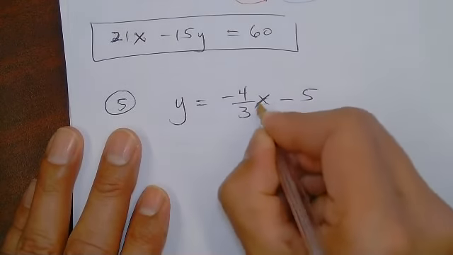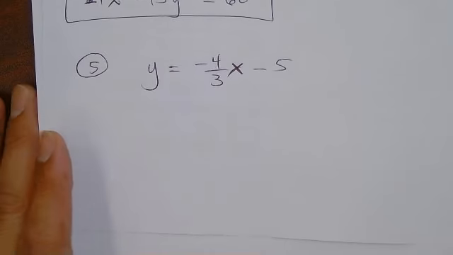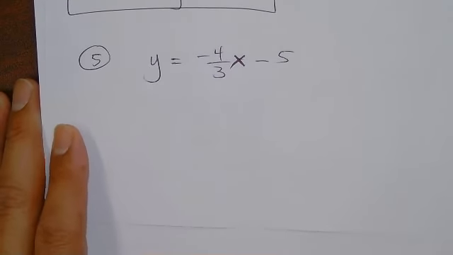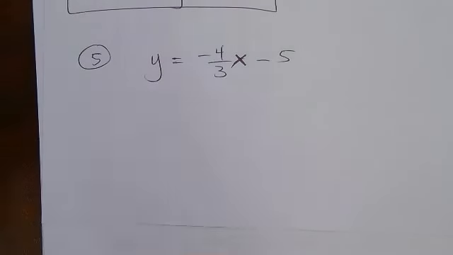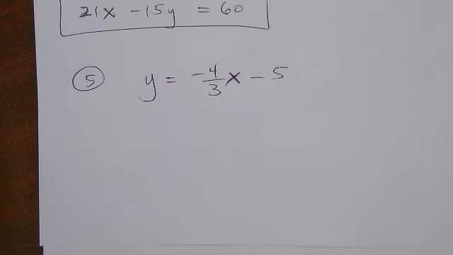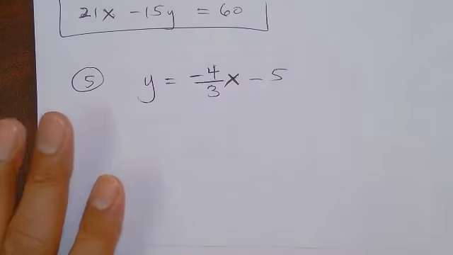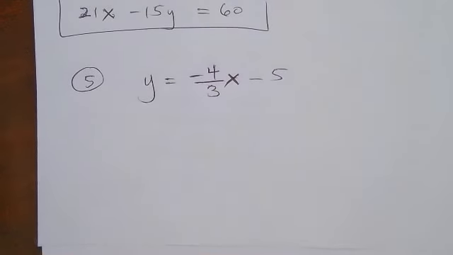5. y is equal to negative 4/3 x minus 5. Oh yeah. What did you think, it was going to be easy? Hell no. Because fractions are a part of life. Okay, here we go. Are you exactly 5 foot tall? No. Are you exactly 6 foot tall? No. Okay then. Here we go.